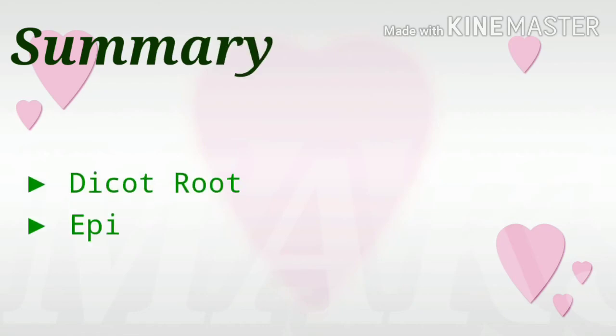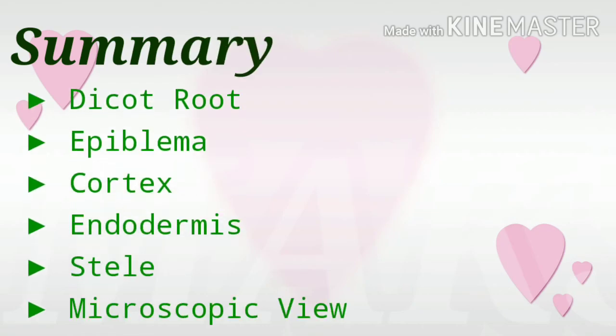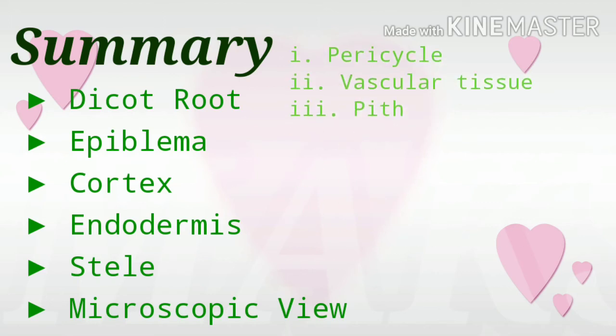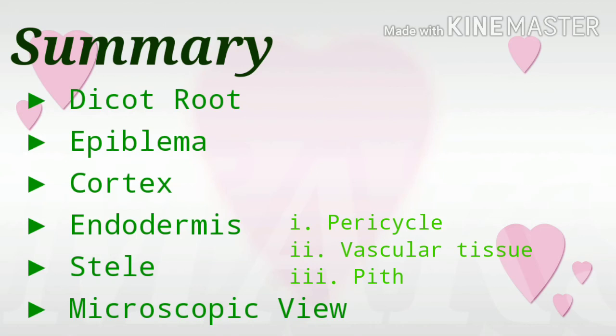In this video, we have seen about dicot root and its parts, that is epiblema, cortex, endodermis, stele, which has pericycle tissues, vascular tissue, and pith, present in older roots, absent in younger roots. And the microscopic view of TS of dicot root.